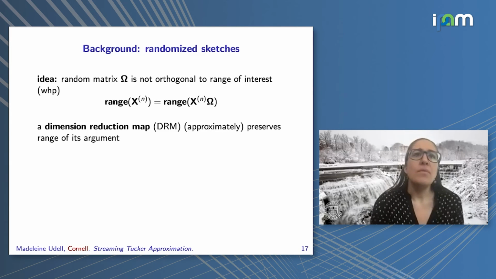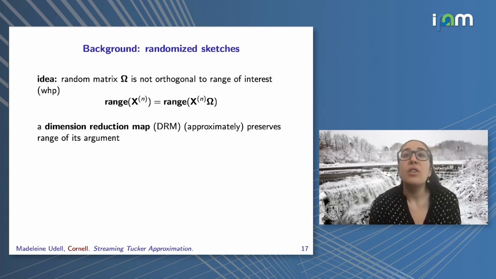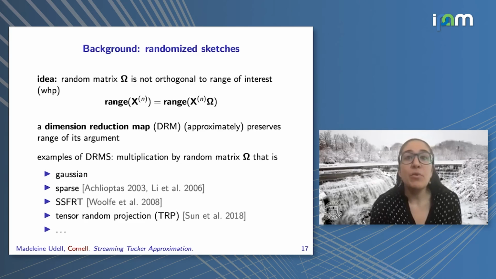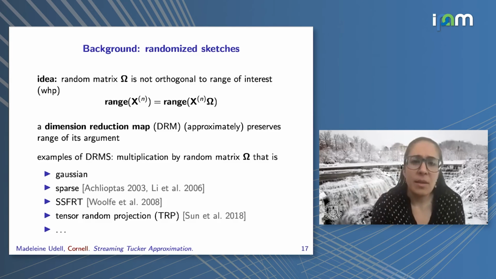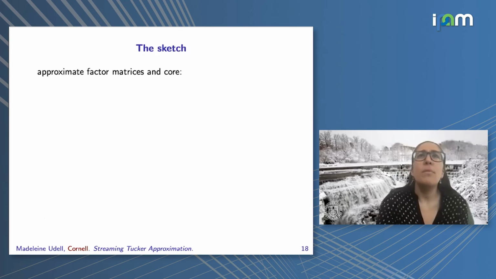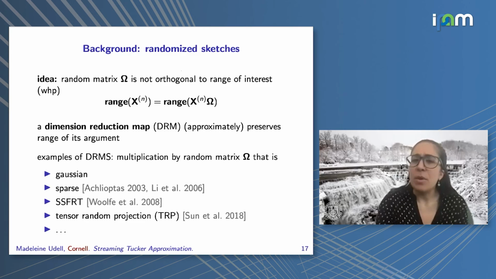We're going to call a random matrix omega that has this property a dimension reduction map. A dimension reduction map approximately preserves the range of its argument. Examples of dimension reduction maps: probably the most common one is a random Gaussian matrix. You can also make the matrix omega sparse, or structured. And the most important one for our purposes is the tensor random projection, which we developed again with the same co-authors. I'm going to tell you why in a moment.